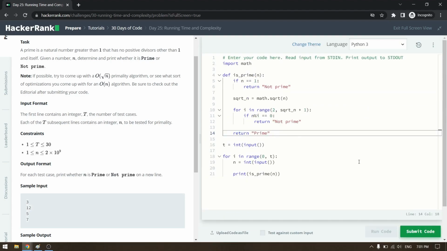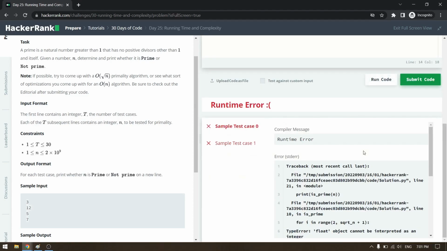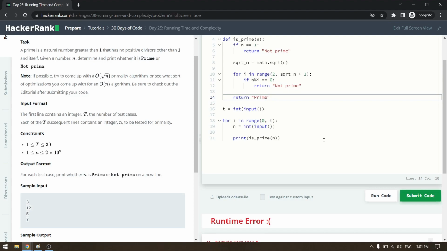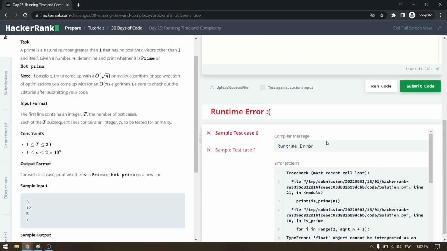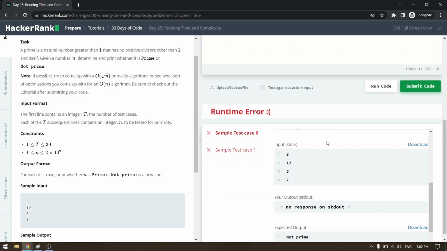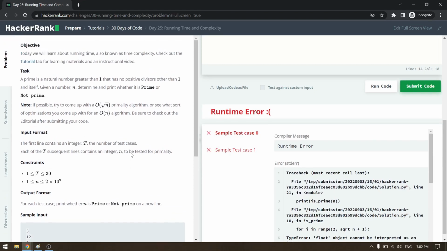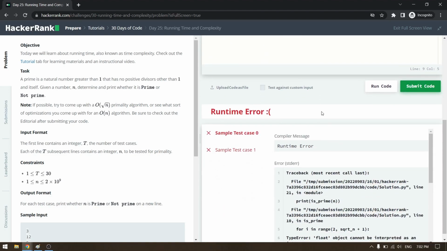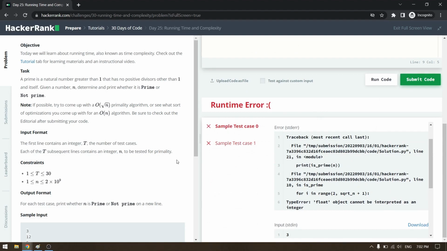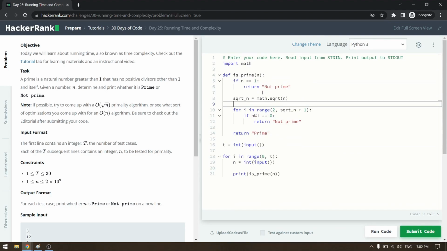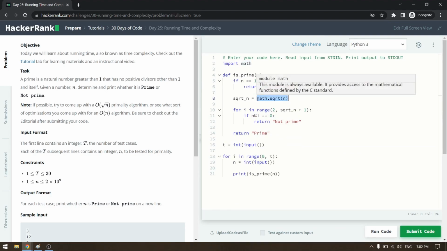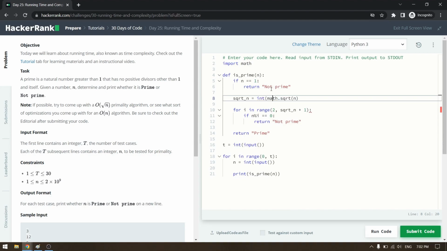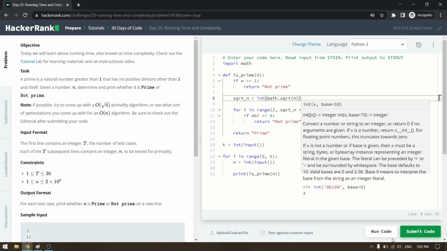Okay, let's run this code. Something is wrong. Okay, it gives a runtime error. Then this can be a float, so we should convert it to an integer. Run code.